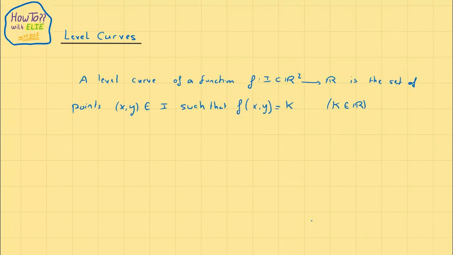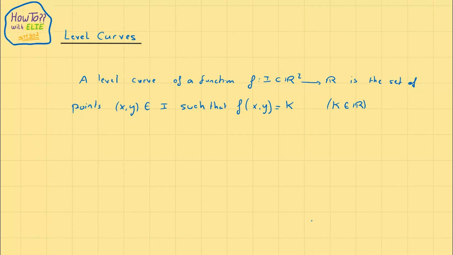How to find the level curves of a function of several variables, or in our particular case, a function of two variables. A level curve of a function of two variables is the set of points (x, y) in I, a subset of R2, such that f(x, y) is equal to k. k is a constant in R, so it's a real number. Let's take, for example, k equal to 20. It means that a level curve is the set of points such that f(x, y) is equal to 20.